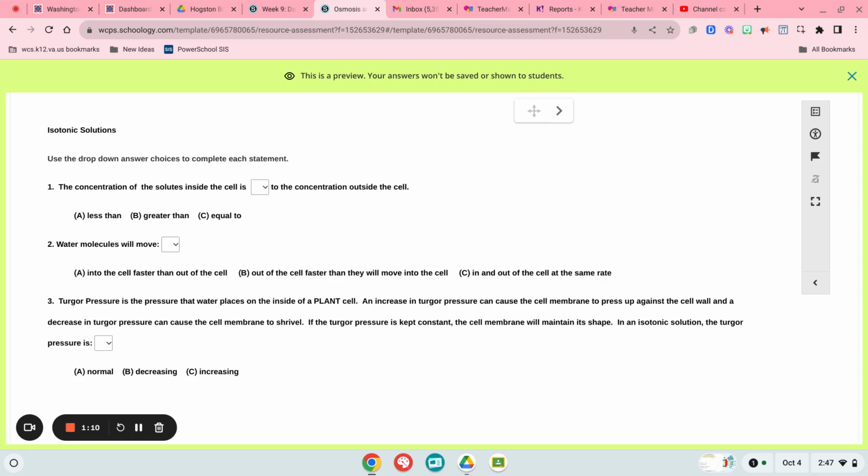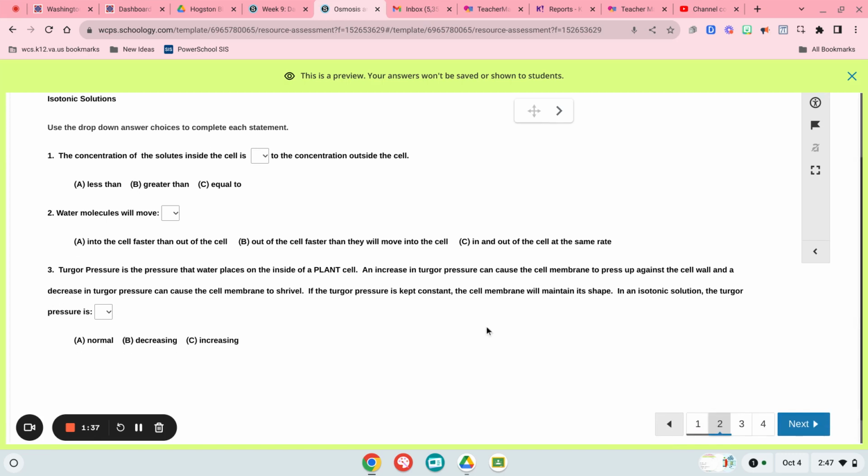Is it A, the water molecules will move into the cell at a faster rate than out of the cell, which would cause the cell to swell? Will the water molecules move out of the cell at a faster rate than they move into the cell, which will cause the cell to shrink? Or will the water molecules move in and out of the cell at the same rate, which will cause the cell not to change size?